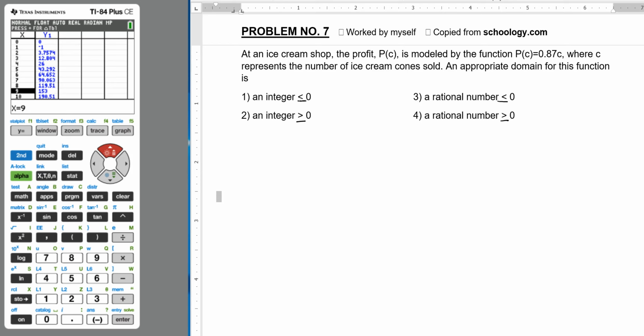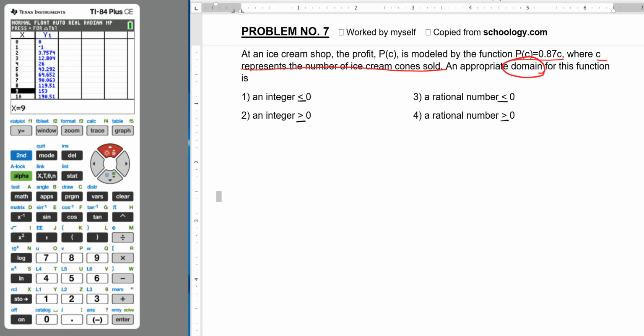Okay, at an ice cream shop, the profit P of C is modeled by this function, where C represents the number of ice cream cones sold. An appropriate domain for this function is, and then it offers you different types of numbers.